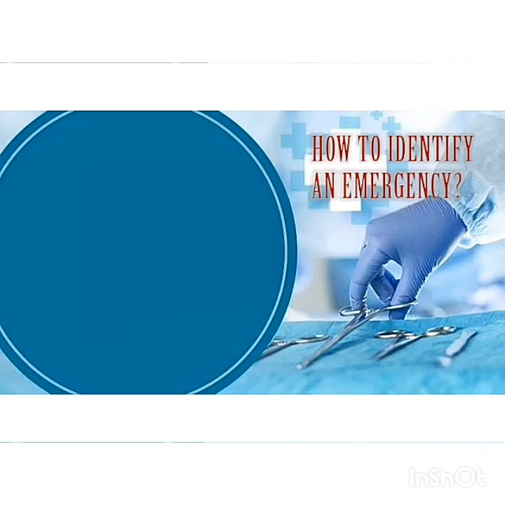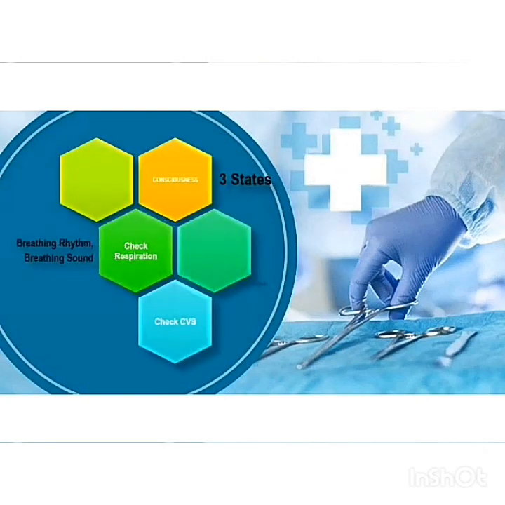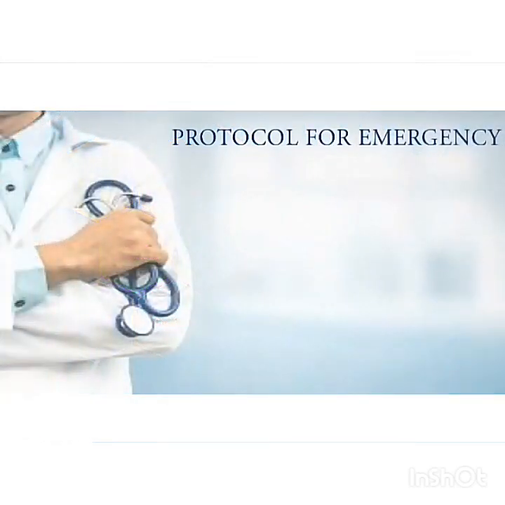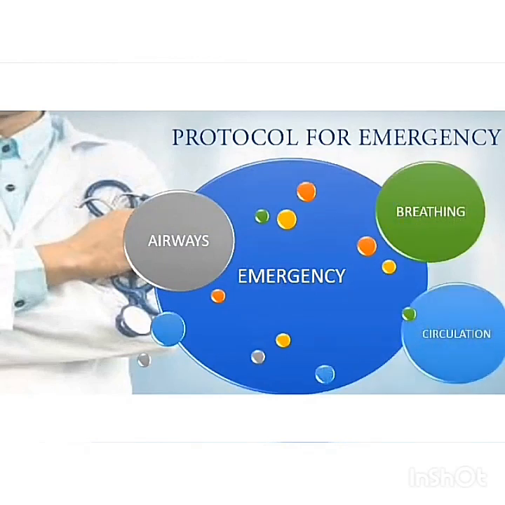The emergency can be verified using three parameters, namely consciousness, respiration, and cardiovascular system. Protocol for emergency: it is a plan of action developed to manage emergencies properly, in which we follow the ABC protocol, where we measure airway, breathing, and circulation and act accordingly.